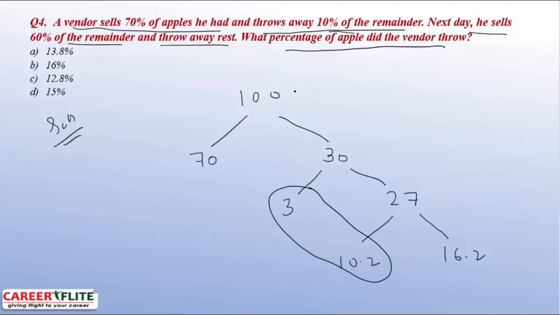Since the given quantity is 100, we can easily find out. So what will be the percentage of apples thrown? It will be 13.8. So 13.8 is the answer.